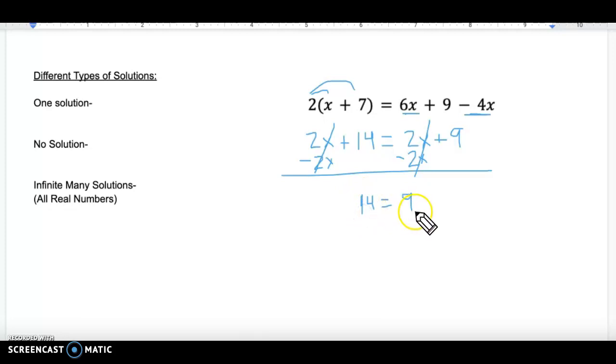All right, so 14 equals 9. 14 does not equal 9. If I was getting paid and someone got $14 and someone got $9 and they said, no worries, it's equal, that would not be equal. Therefore, this would be no solution.